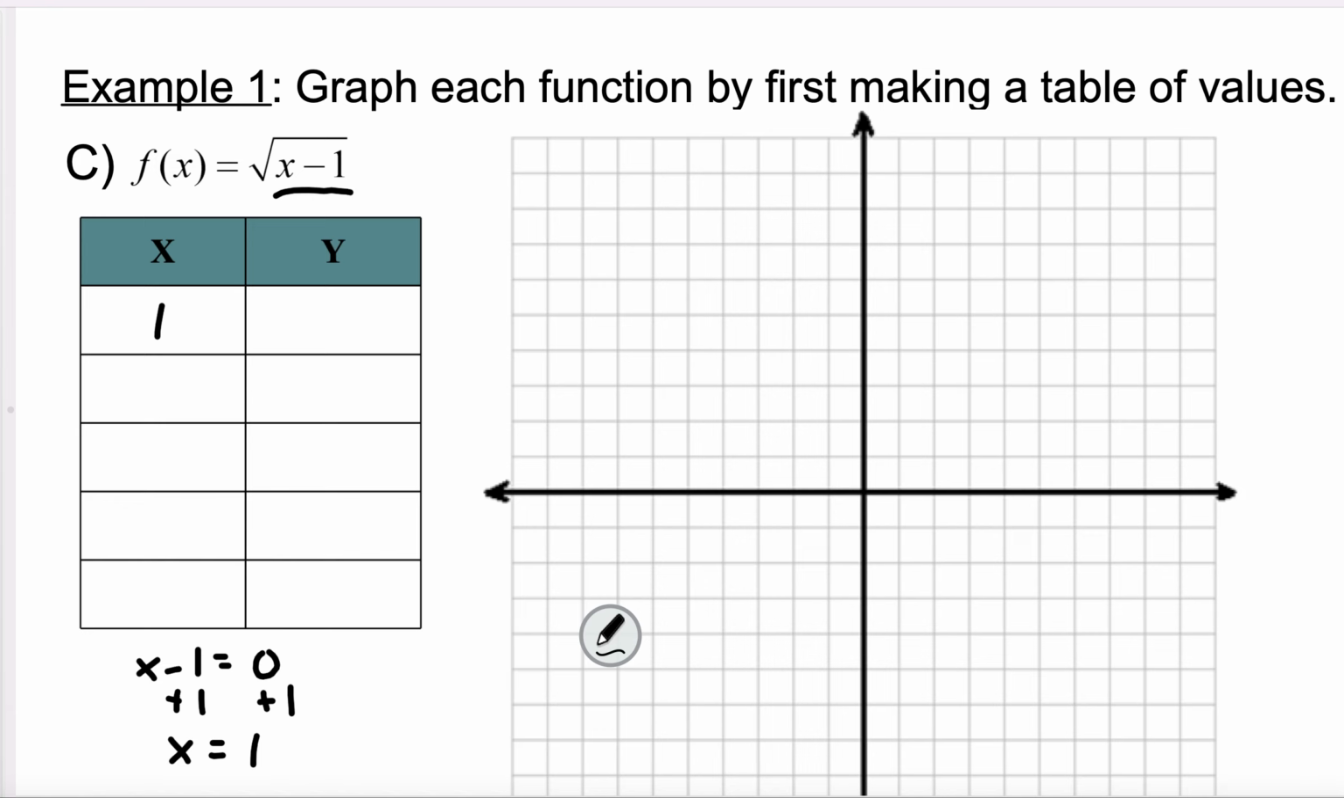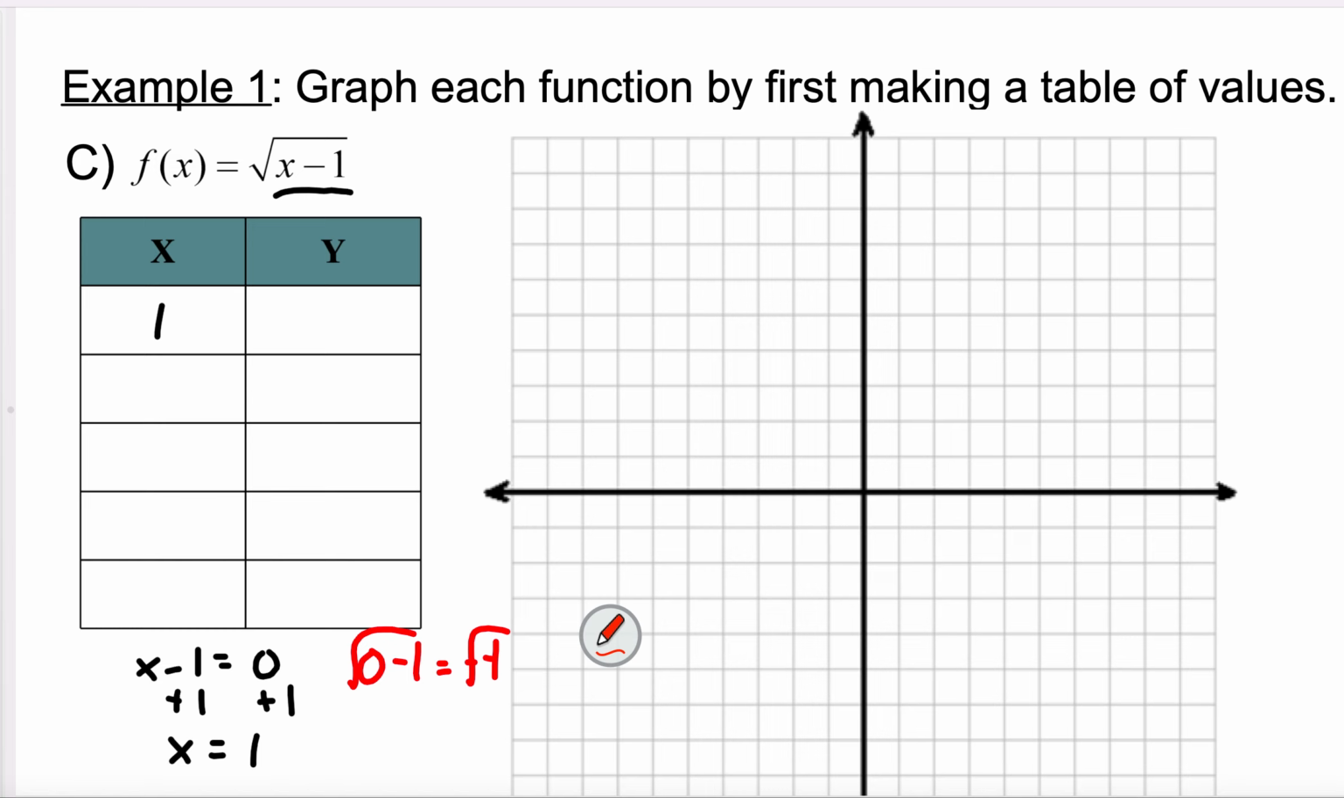If I were to pick it smaller than x, such as 0, 0 is smaller than 1, and plug it in there, 0 minus 1, what does that give me? A -1. Can I take the square root of -1? No, I cannot take the square root of a negative value. I'll get an error on my calculator.